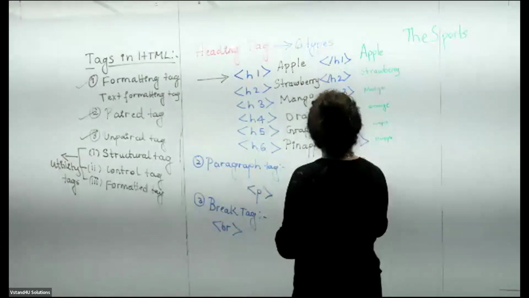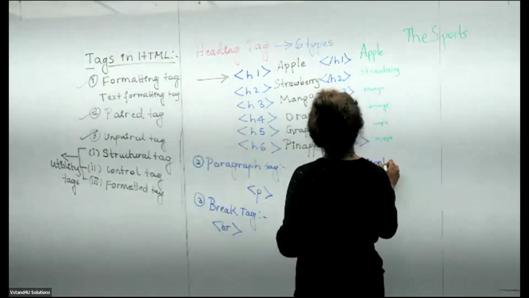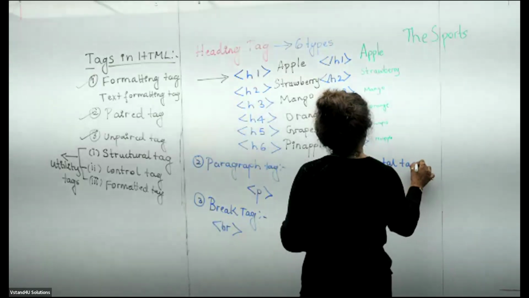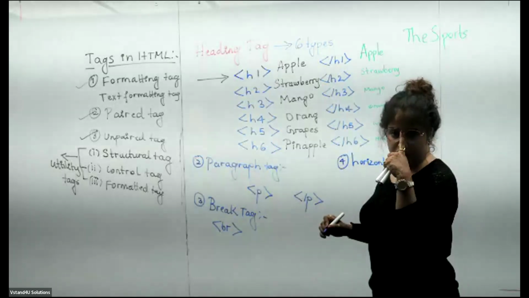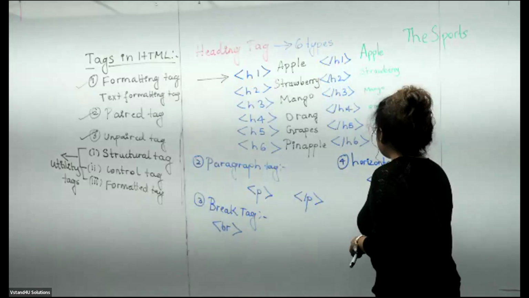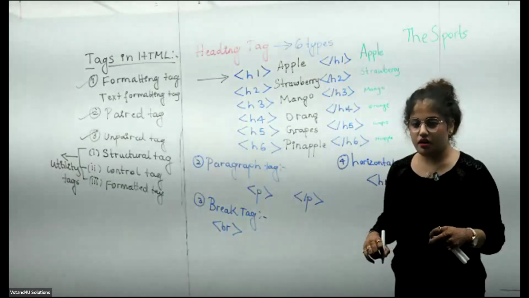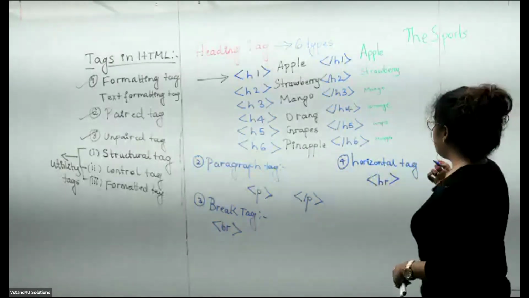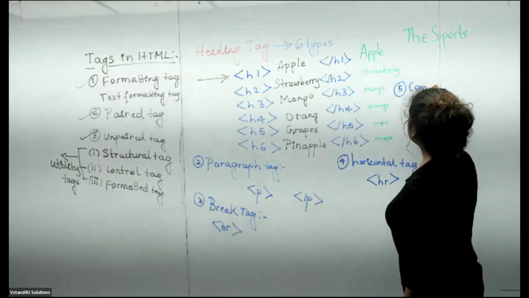Okay. The next type of tag is called, what is this? Horizontal tag. What is this horizontal tag? Yesterday, I taught you people about this. Yes or no? This tag can be represented by using something called HR. Yes? Done?